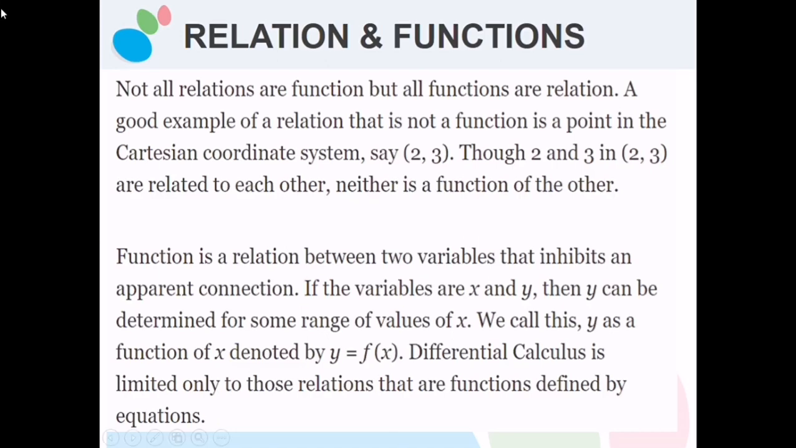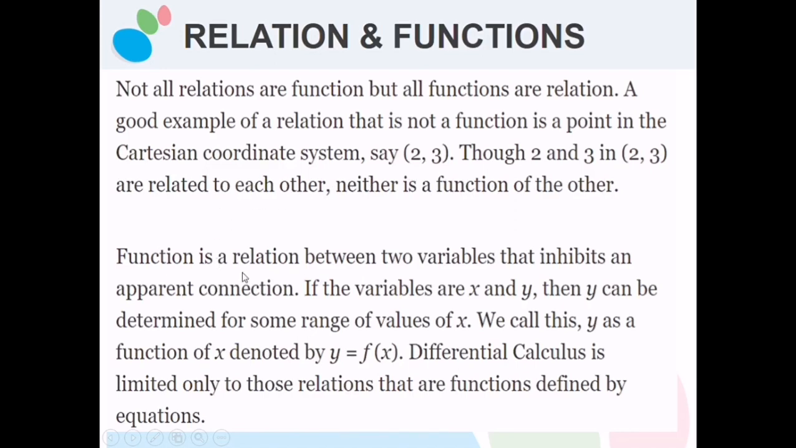In this topic, we could say that not all relations are functions, but all functions are relations. A good example of a relation that is not a function is a point in the Cartesian plane or Cartesian coordinate system. We could say (2, 3). So our 2 is our abscissa, 3 is our ordinate. Though 2 and 3 are related to each other, neither is a function of the other.